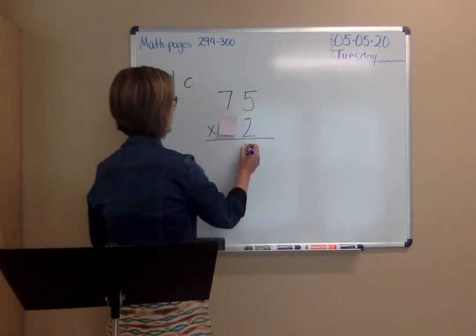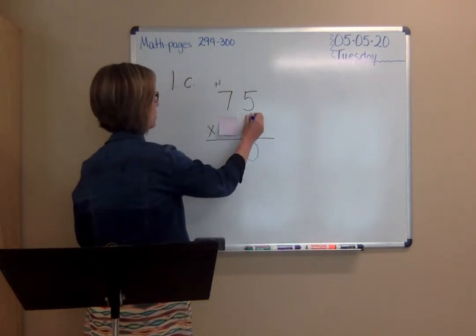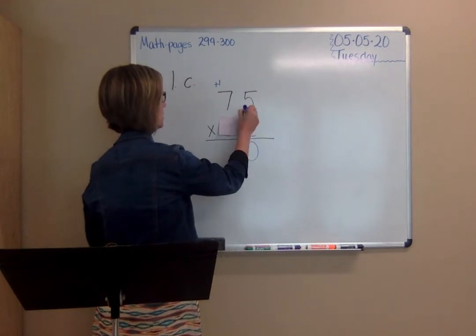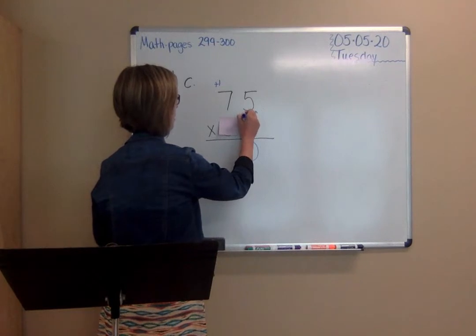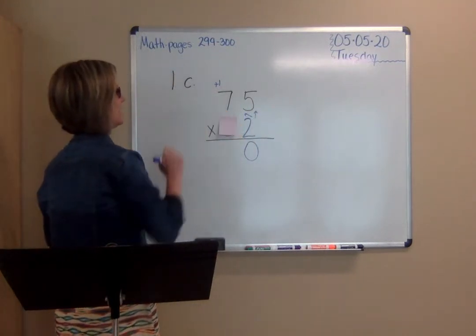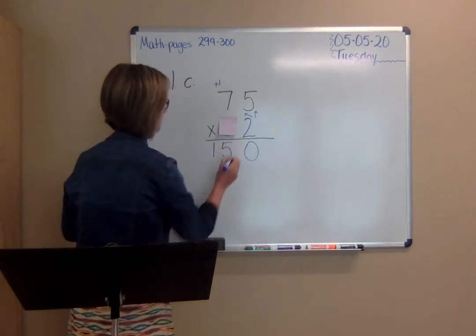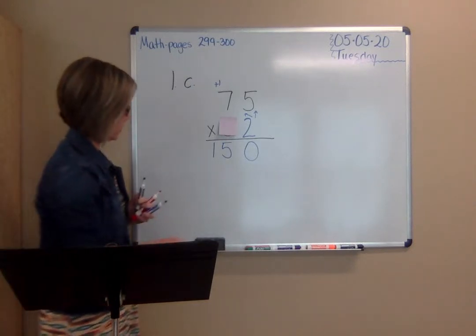2 times 5 equals 10. My 0 goes down, my plus 1 goes up. So we went to the ones place. Now we're going to the tens place. 2 times 7 is 14, plus 1 equals 15. So in your partial product line for your ones place, you should have 150.